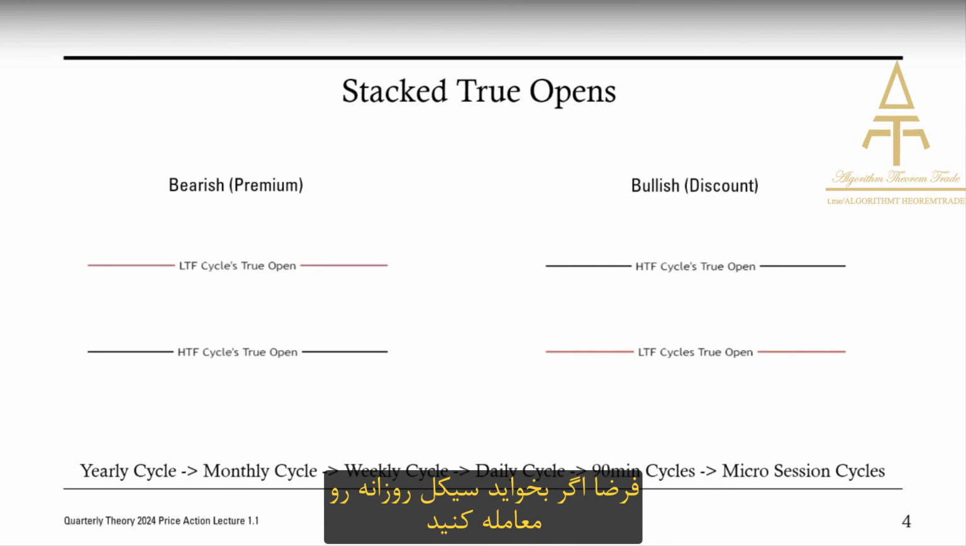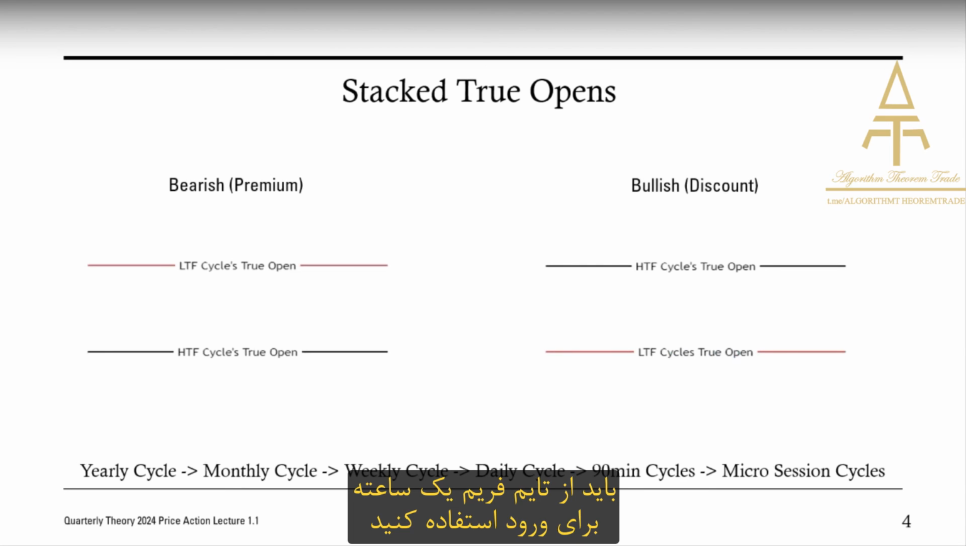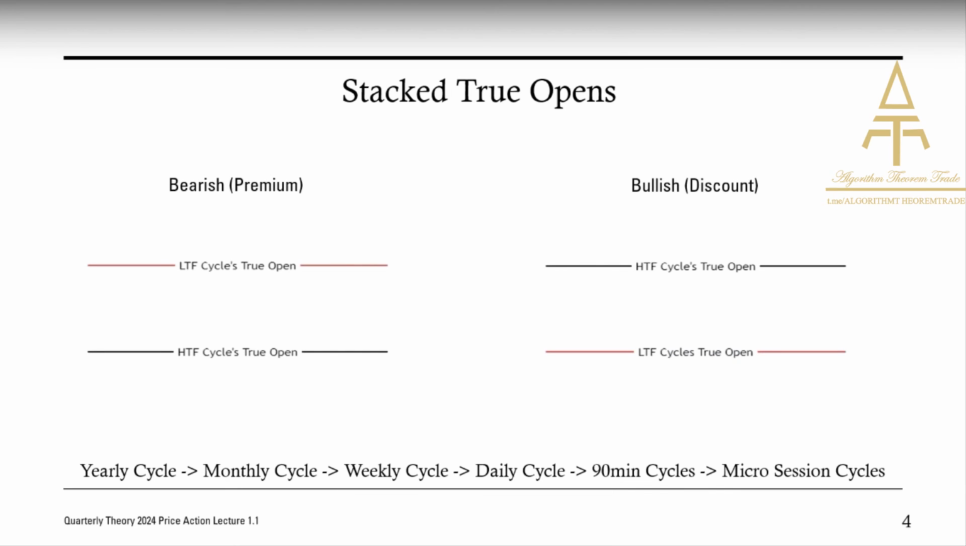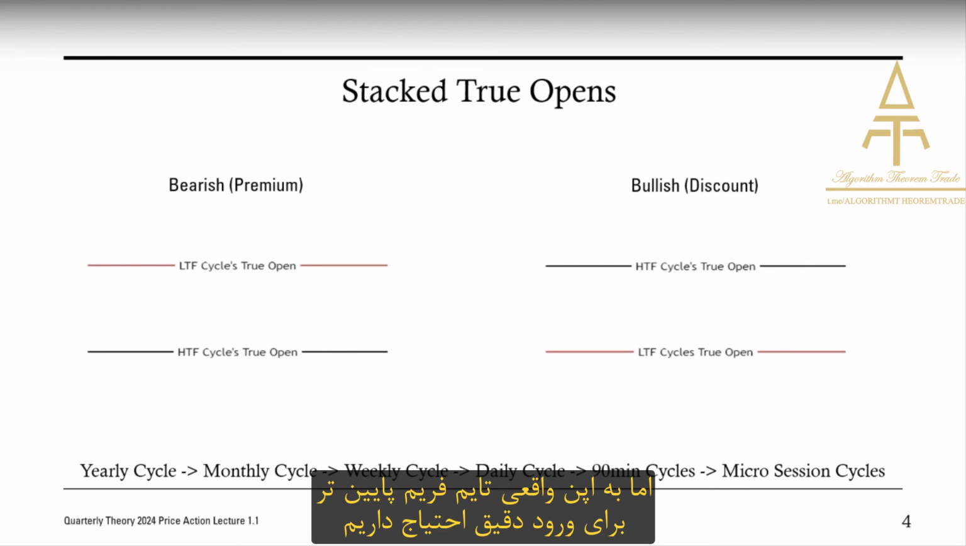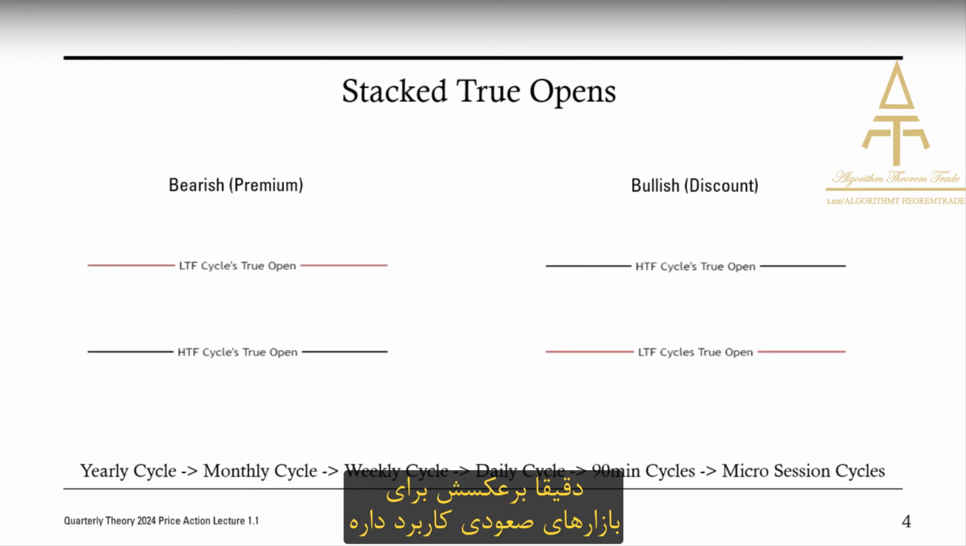So for example, if you're looking at a daily cycle, you want to trade the daily cycle, right? Which you're going to use the 15-minute time frame to trade. My bad, the 15-minute time frame to trade. If you're looking at a daily cycle, you need a lower time frame cycle's true open to get that precise entry, right? And the opposite goes for bullish markets.